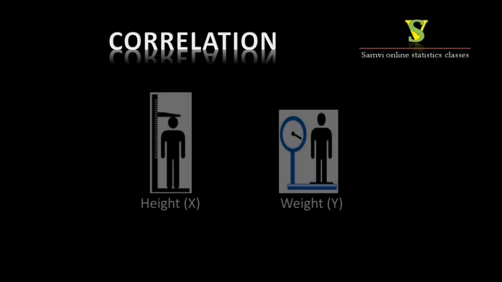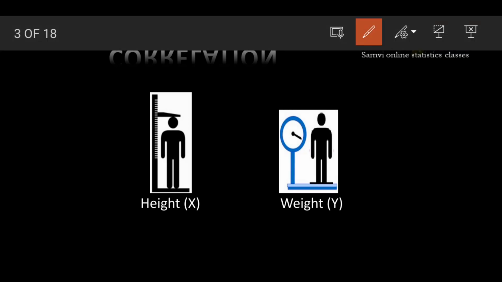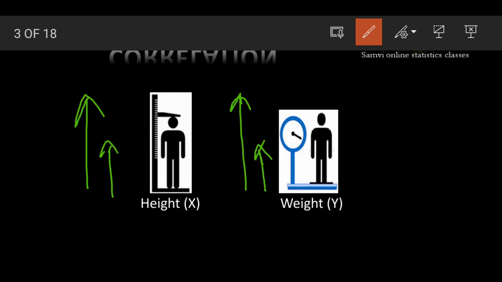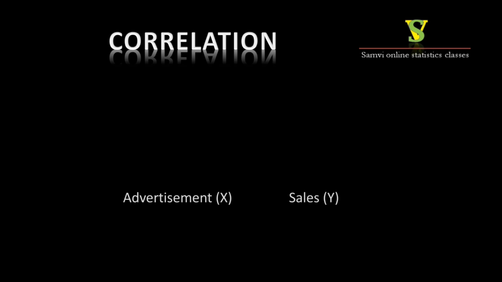Correlation is nothing but the related variation among two variables. For example, we'll take here height and weight. In general we observe that those who have greater height have greater weight, and those who have lesser height have lesser weight. Here we are studying the relation between height and weight. Similarly, we can discuss many more examples, like the next example, advertisement and sales.